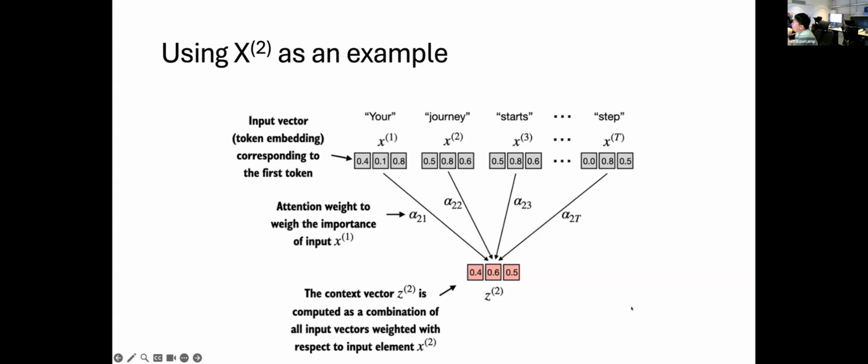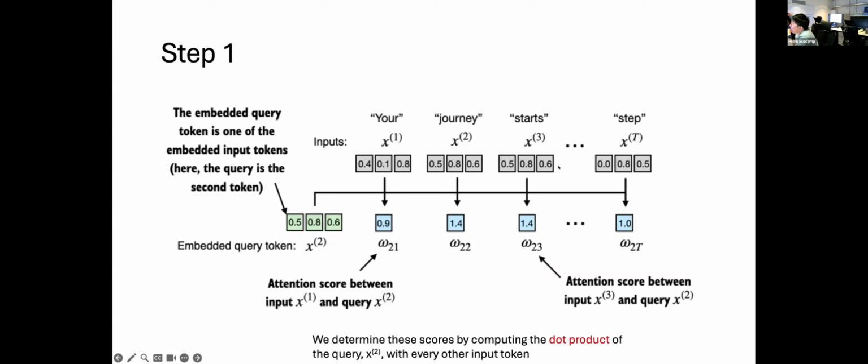The first step is to derive the dot product between the input token x2 and all the tokens in the sentence. For example, w21 is the dot product between x2 and x1, and so on and so forth. We can calculate the other dot products between x2 and the other tokens.